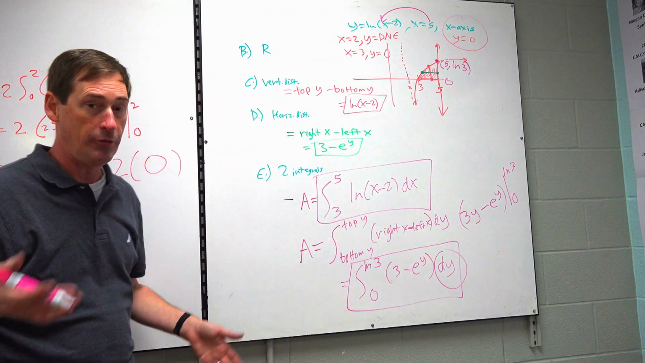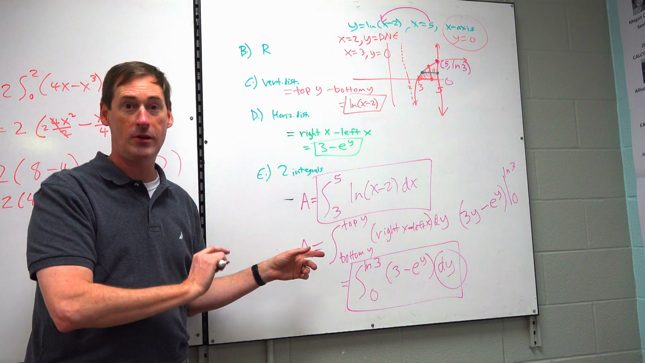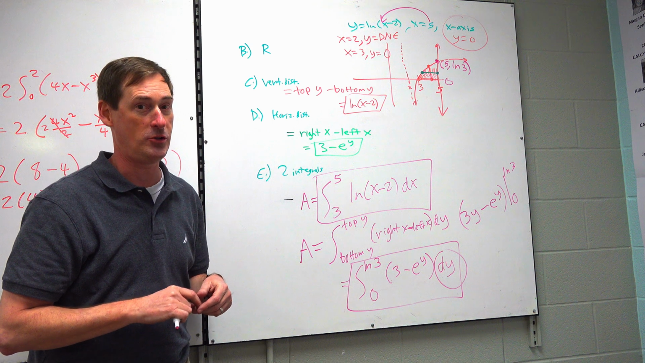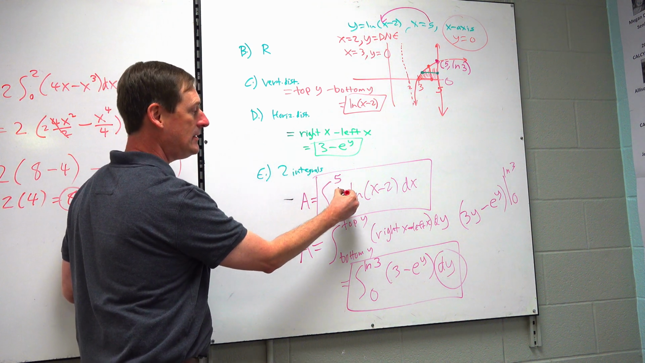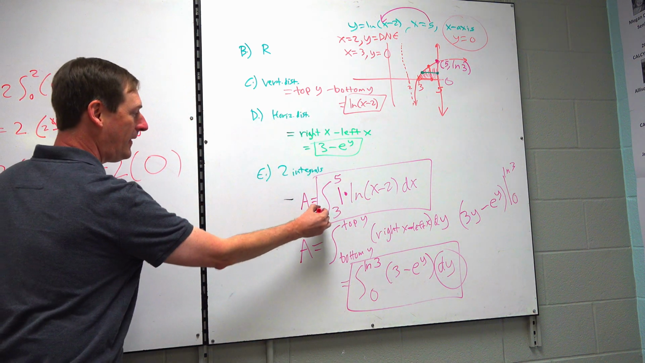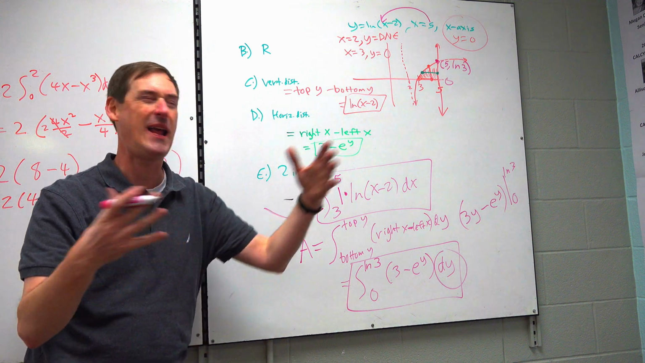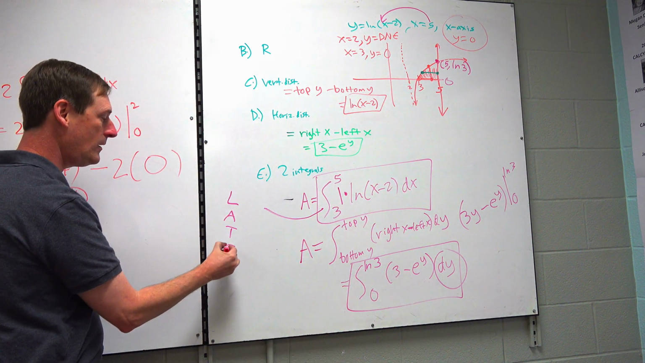Now I'll give you a little secret if you want it. You could integrate this by integration by parts, okay? This is actually 1 times natural log of x minus 2. You ready for this? If you had to do it, which you might have to eventually in this class, use the LATE method, the LATE acronym.